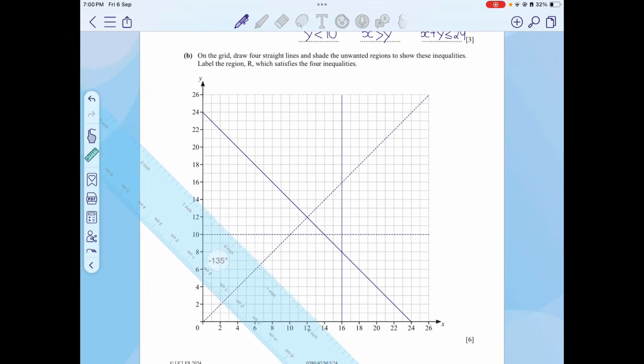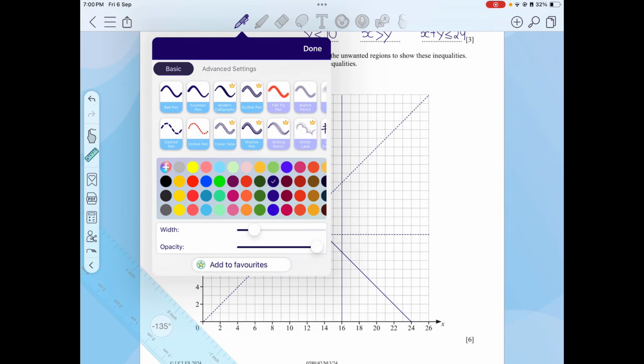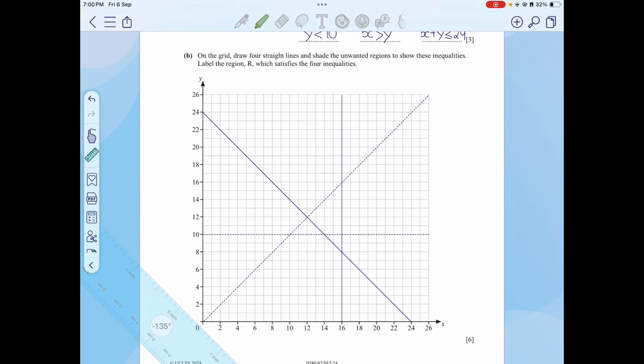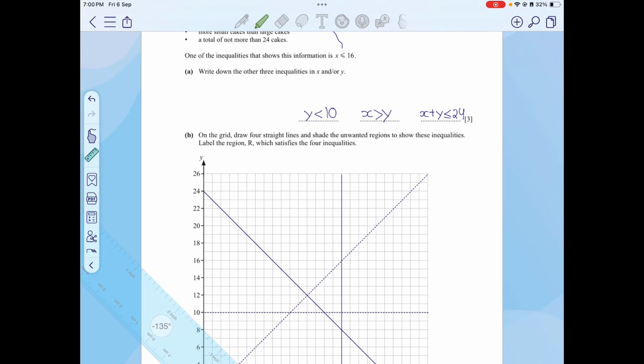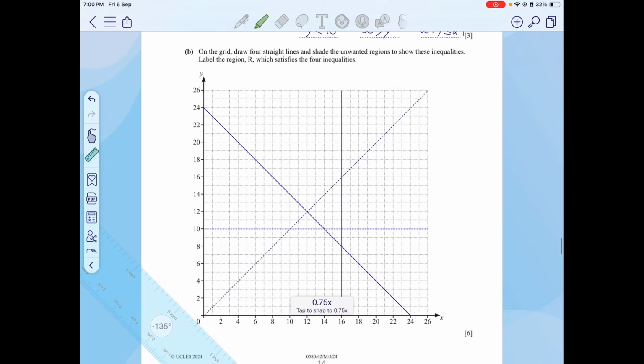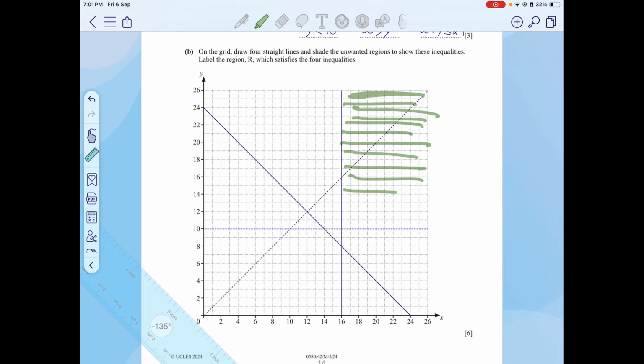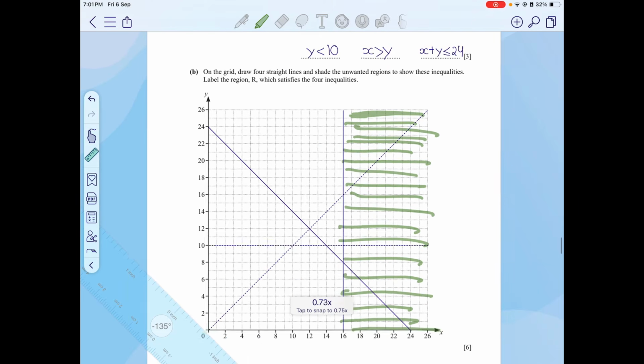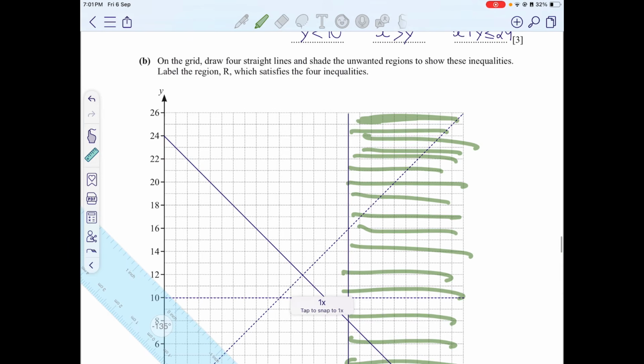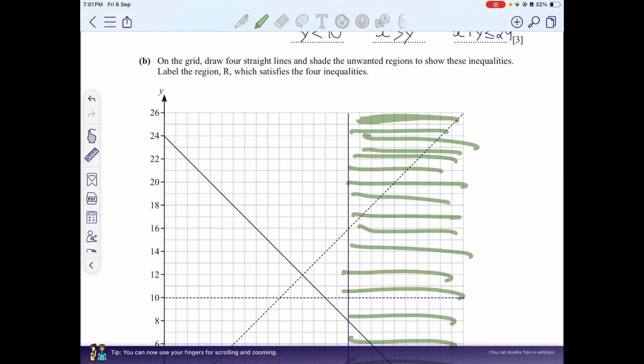Now this is not complete yet because I need to shade those parts which are not in the correct region. In the unwanted region, x should be less than 16. I've drawn this bold line, so x will be less than 16. Any area where x is greater than 16 is invalid. That means not this region, not this region. You should do this much more neatly; I'm doing it this way because I do not have a lot of time. So it cannot exist in this region. The next one, y is less than 10, so regions above y equals 10 are not correct.